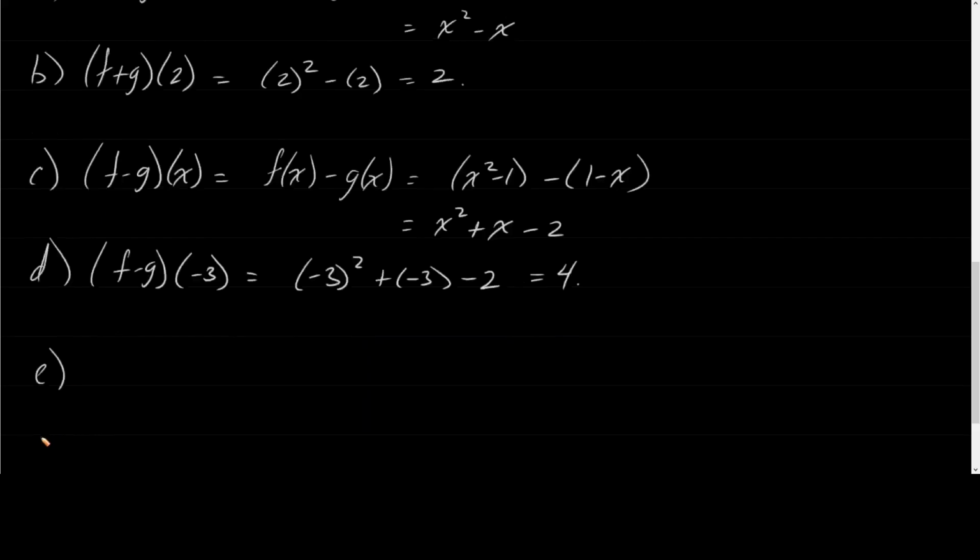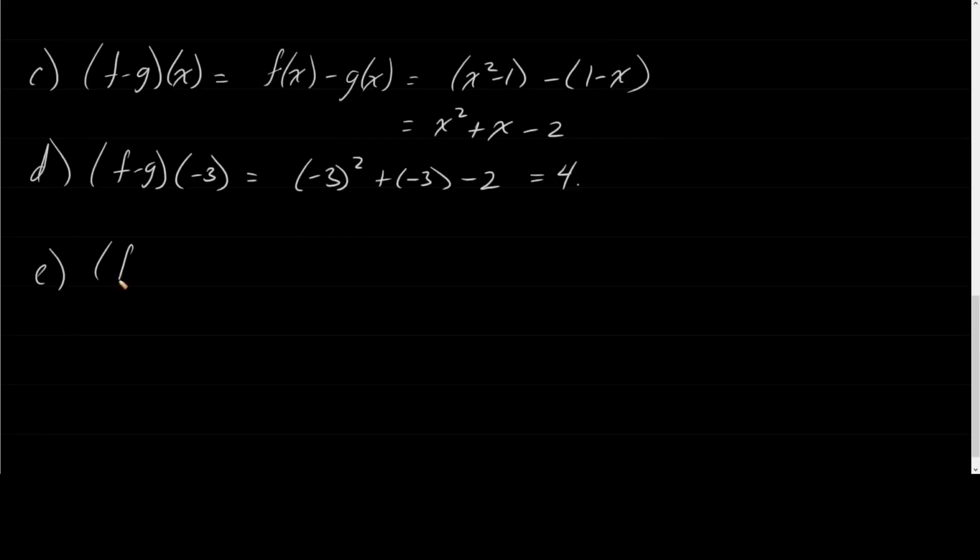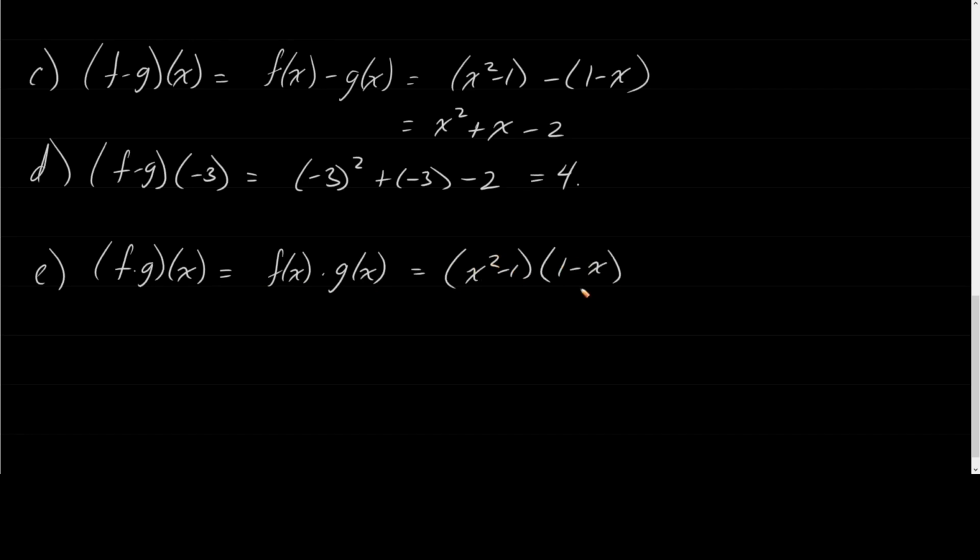Let's look at the product. Let's say that we have f times g of x. Well, remember this is just f of x times g of x, which if you recall, f of x was x squared minus 1, and then g of x was 1 minus x. So if we FOIL this out, we end up with x squared minus x cubed minus 1 plus x, which we don't really like that order. We'll rewrite it as negative x cubed plus x squared plus x and then minus 1. All right.